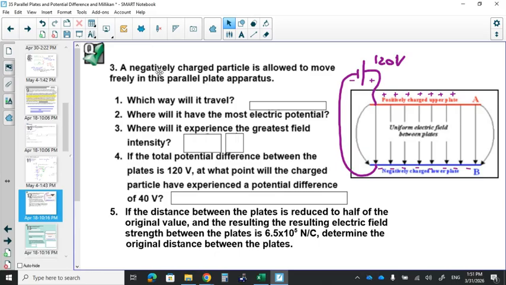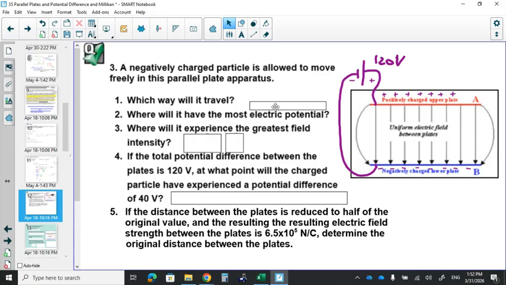Question is, would a negatively charged particle that's allowed to move freely in this apparatus, which way would it go? Well, of course, it would repel from the negative plate. So these arrows are showing the way a positive test charge would go. They're showing the direction of the uniform electric field, right? The direction of the force would be per coulomb on a positive test charge.